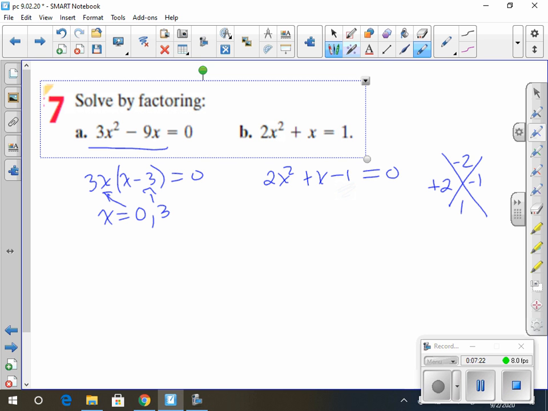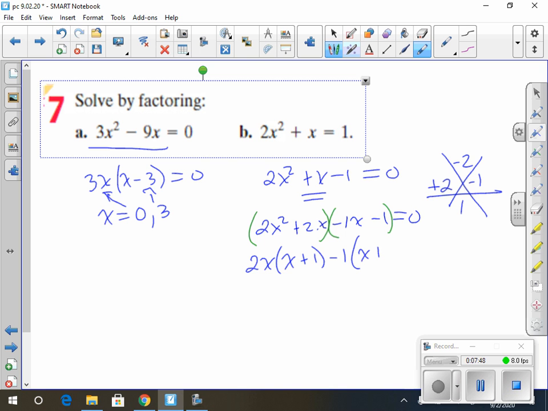We're going to rewrite this in terms of these numbers. 2x squared plus 2x minus 1x minus 1 equals 0. This will allow me to group and factor. Pull out the 2x, leaves an x plus 1. Factor out a minus 1, leaves an x plus 1.